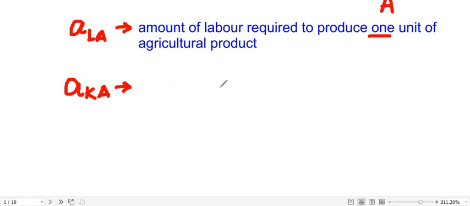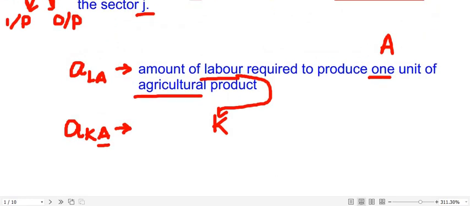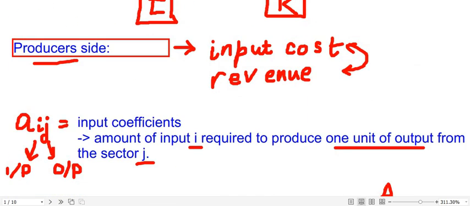I am not writing it again, it's essentially the same thing. Amount of capital, so in place of labor we will have capital, amount of capital required to produce 1 unit of agricultural product. Again, since this is A, this agricultural product remains the same. Now that is true for agricultural product, but we also have a manufacturing product, which, as you can recall from the previous video, was my import competing sector as opposed to the exportable agricultural sector.